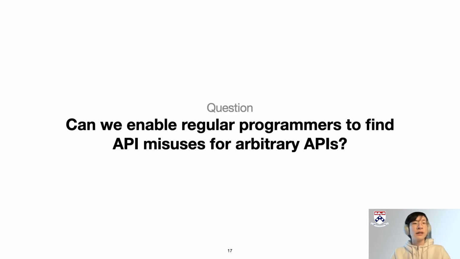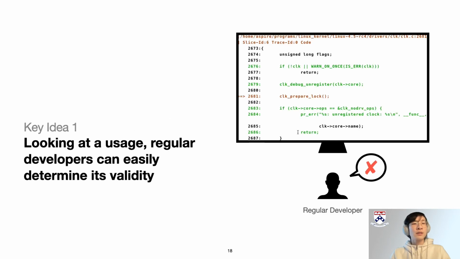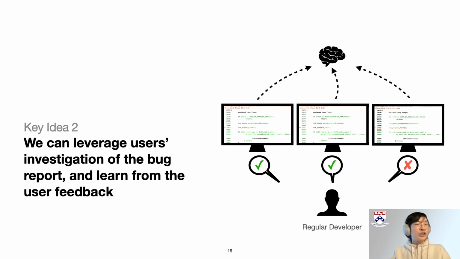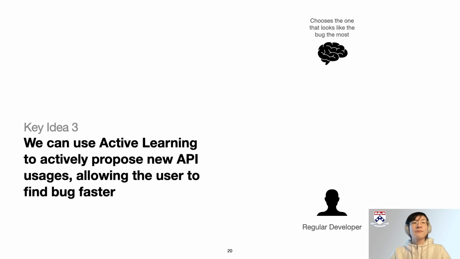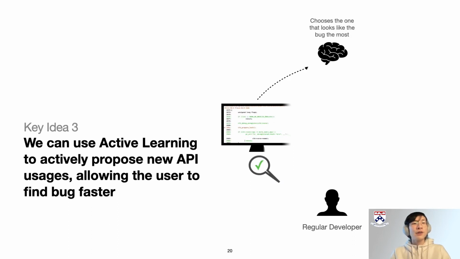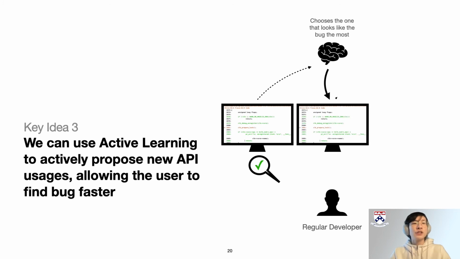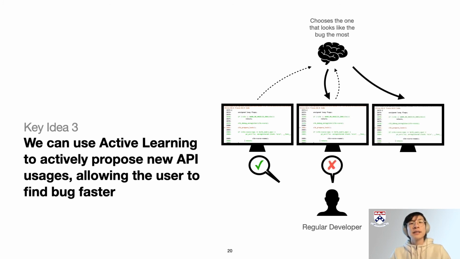So now we raise the question: can we enable regular programmers to find API misuse for arbitrary APIs? We list our 3 key ideas. The first one is that, looking at a usage, regular developers can easily determine its validity. Key idea 2 is that we can actually leverage users' investigation of those bug reports and learn from the user feedback by using machine learning models. The final key idea is that we can use active learning to actively propose new API usages, allowing the users to find bugs even faster.